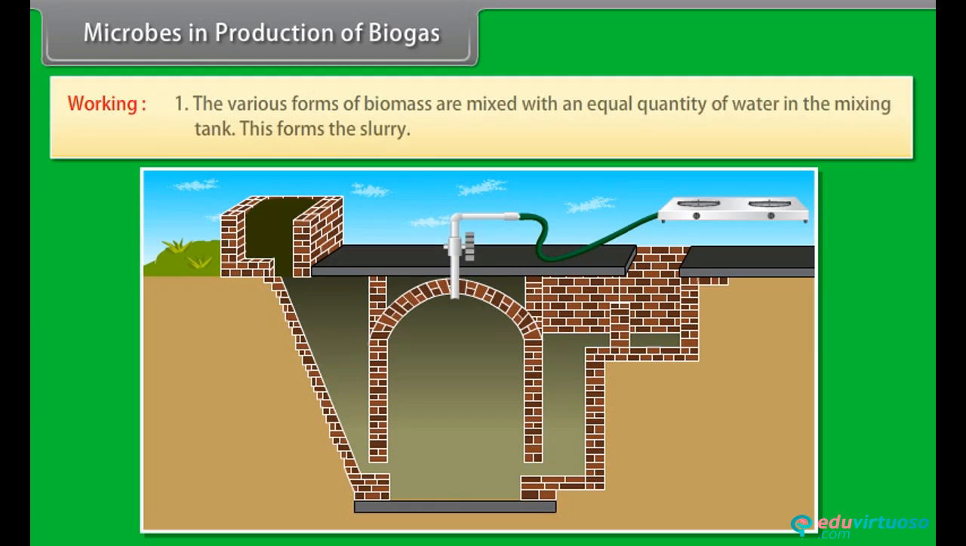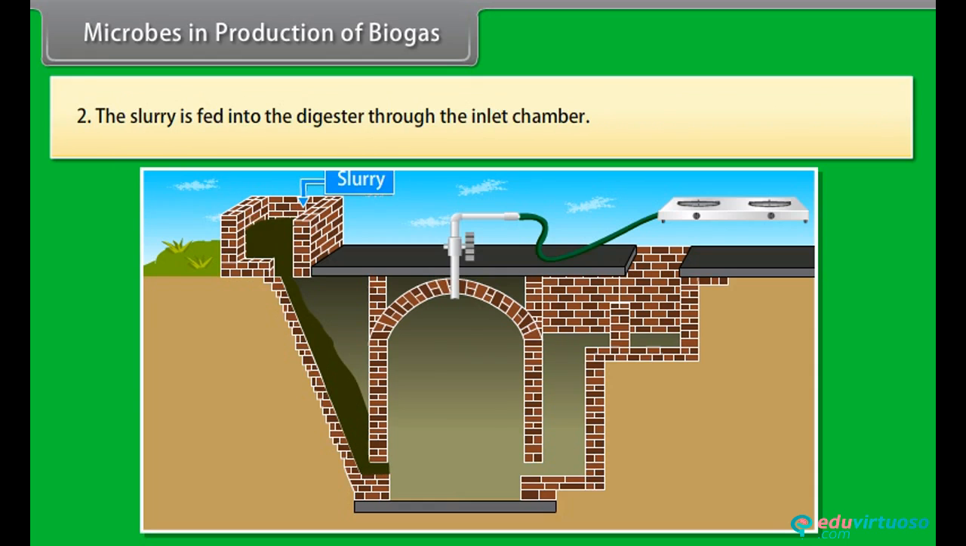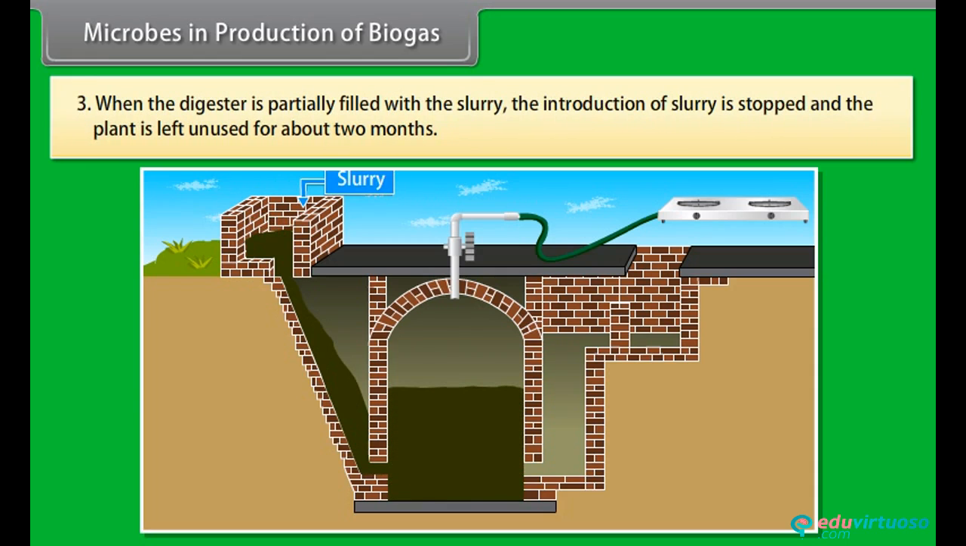Working. Number 1. The various forms of biomass are mixed with an equal quantity of water in the mixing tank. This forms the slurry. Number 2. The slurry is fed into the digester through the inlet chamber. Number 3. When the digester is partially filled with the slurry, the introduction of slurry is stopped and the plant is left unused for about 2 months.